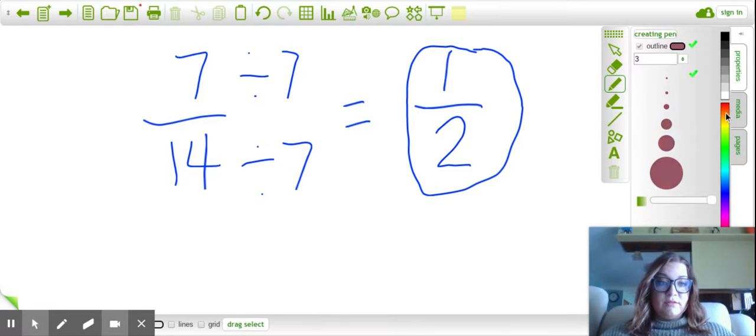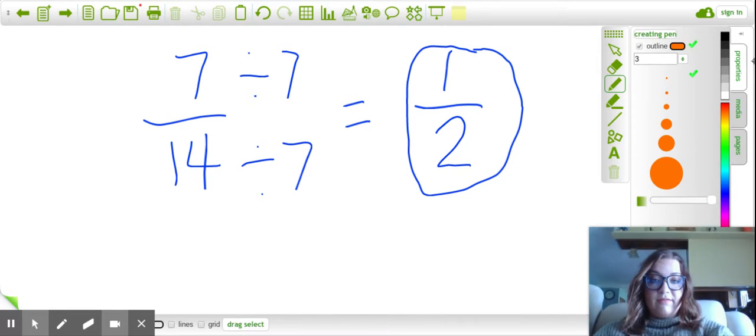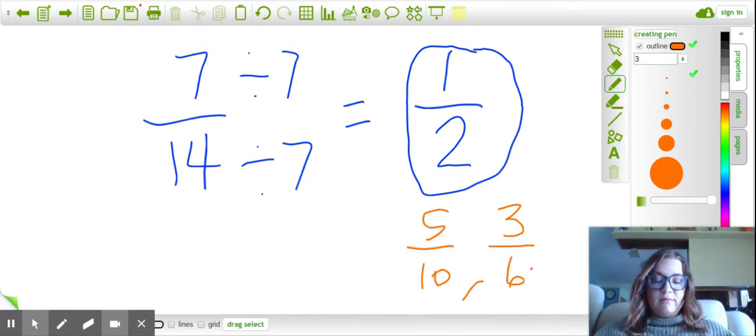Here are some other choices that are equal to 1/2. 5/10, because 5 plus 5 equals 10. 3/6, because 3 plus 3 equals 6. Can you think of another? What about with a numerator of 4? If you said 4/8, that's correct, because 4 plus 4 equals 8.